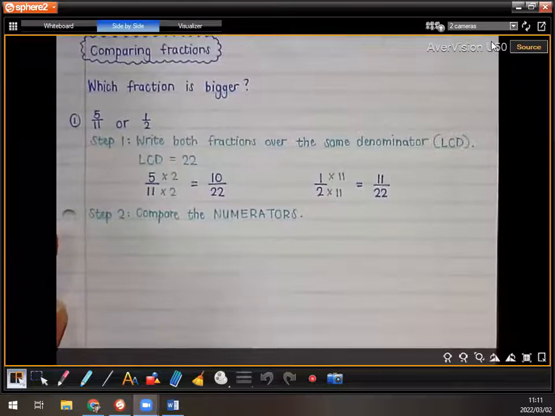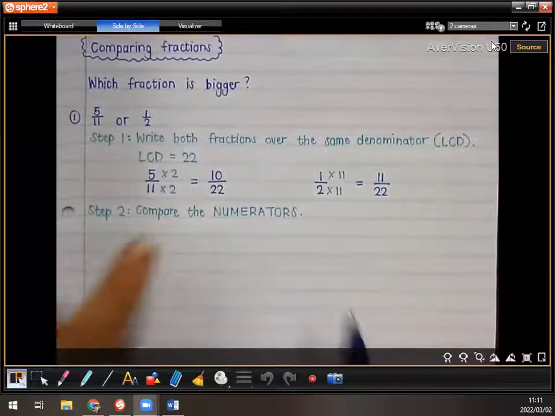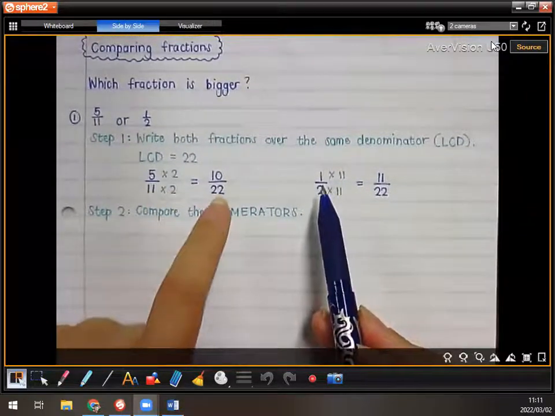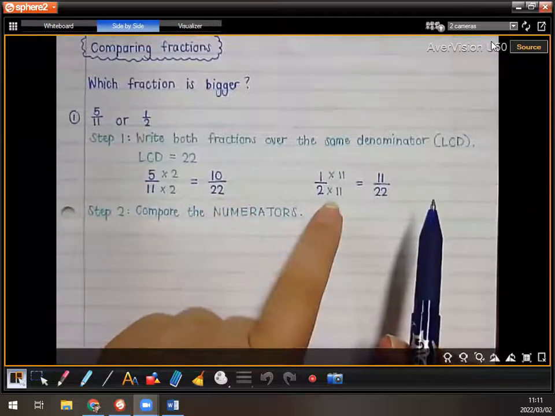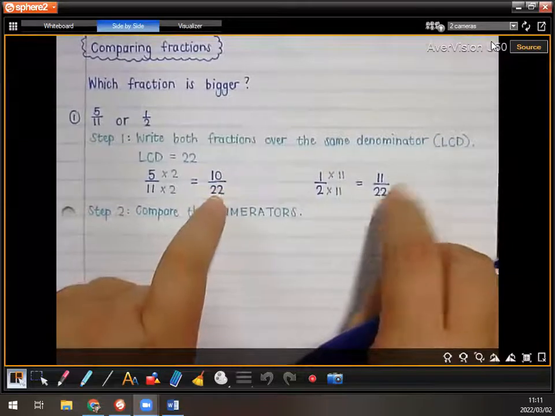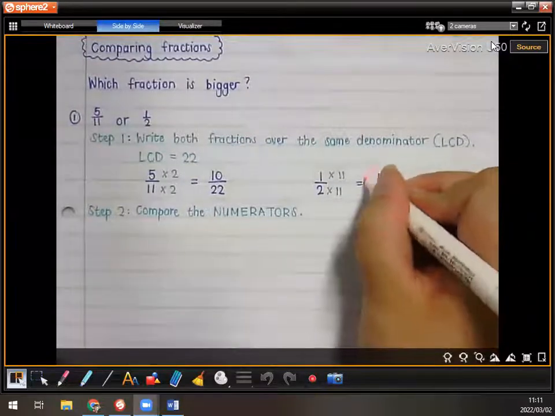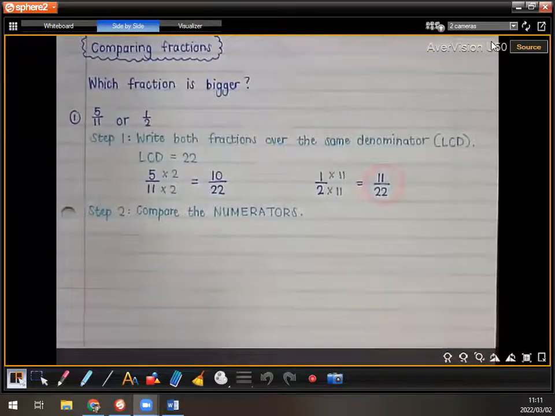Now guys, I want us to write this in proper mathematical notation. We have looked at that symbol once before, but I'm going to write it now again. Okay, 5 over 11 is 10 over 22, and 1 over 2 is 11 over 22. Again, which one is bigger here? The second one, hey, the 11 over 22. I'm going to take a highlighter and just circle that one. That one is bigger.